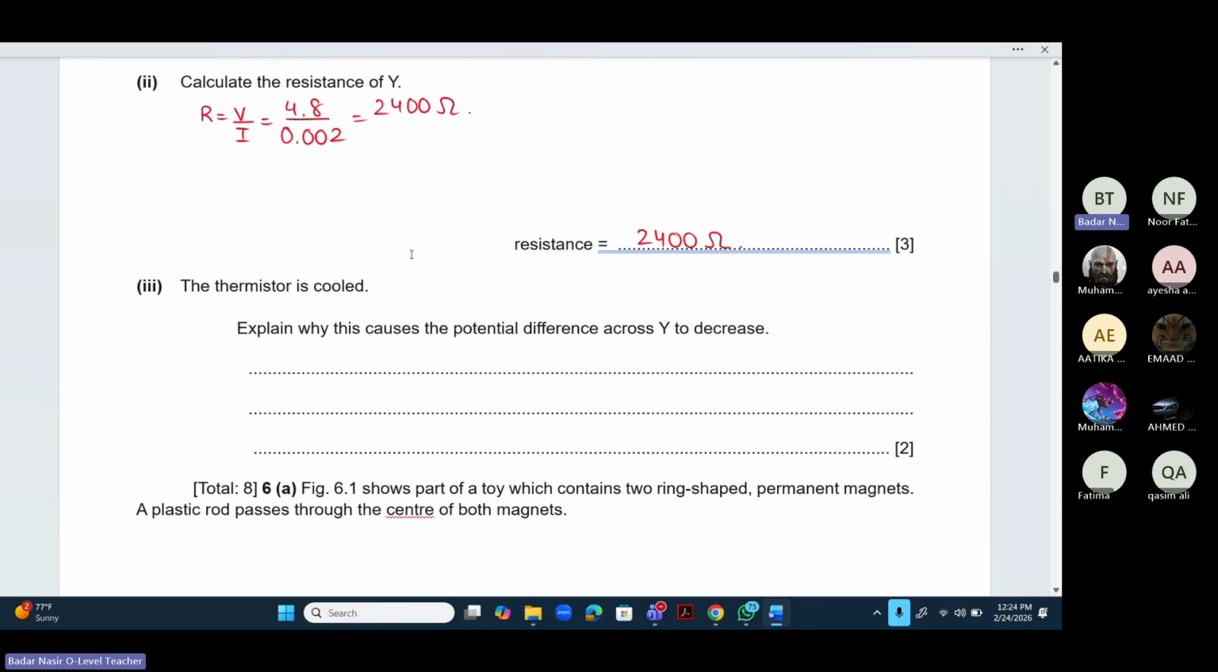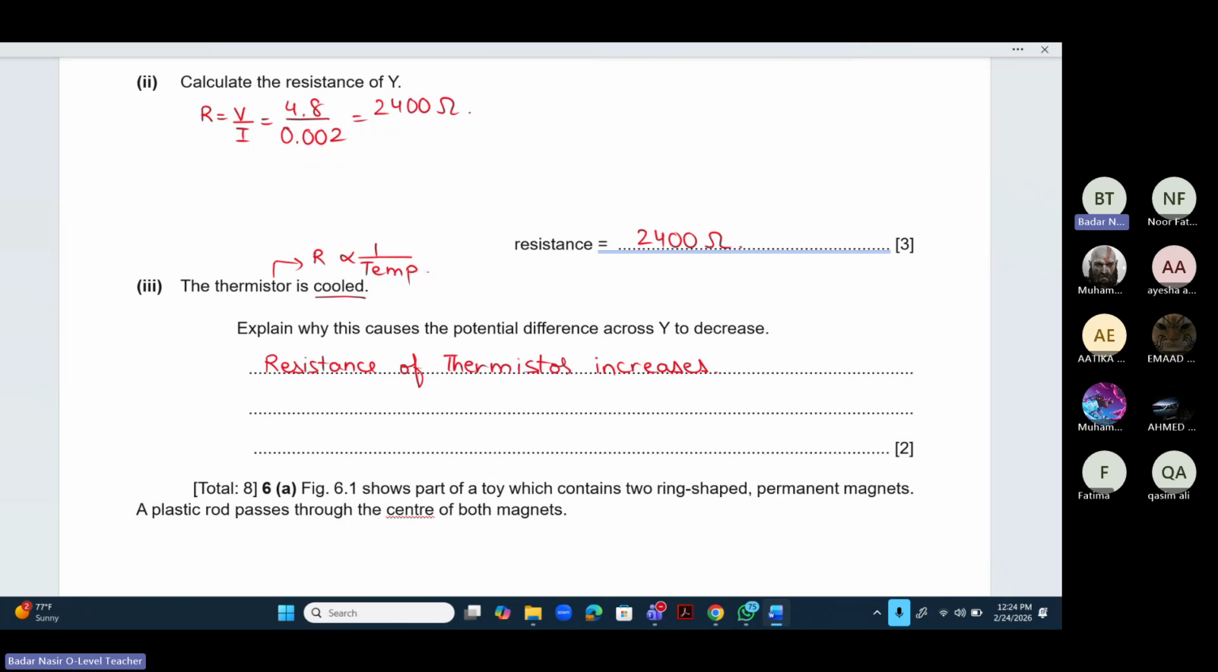अब हमें थर्मिस्टर के बारे में वो बात याद होनी चाहिए कि रेजिस्टेंस ऑफ अ थर्मिस्टर is inversely proportional to temperature. अगर कूल हुआ है तो इसका क्या मतलब है कि रेजिस्टेंस ऑफ थर्मिस्टर विल इंक्रीज क्योंकि टेम्परेचर कम हो रहा है. सो मैं पहली बात तो वैसे ही लिख देता हूं रेजिस्टेंस ऑफ थर्मिस्टर इंक्रीजेस. अगर किसी एक भी रेजिस्टर की रेजिस्टेंस बढ़ती है सर्किट में सो ओवरऑल रेजिस्टेंस ऑफ द सर्किट विल आल्सो इंक्रीज. ठीक है. सो रेजिस्टेंस ऑफ थर्मिस्टर एंड टोटल रेजिस्टेंस ऑफ सर्किट increases. Explain why this causes potential difference across Y to decrease.